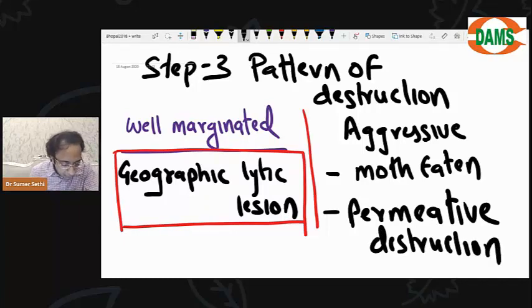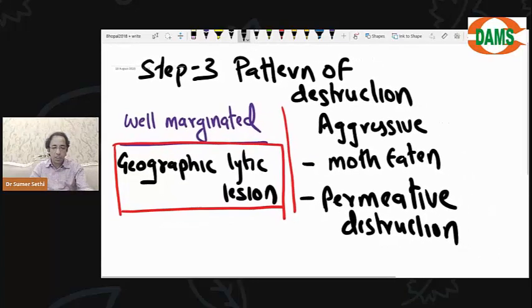ठीक है बेटा, आपने बताना है. Suppose they say geographic lytic lesion, automatically you should think of a benign disorder. If they say permeative destruction, you should think of malignancy. I will show you what is the difference when we look at the x-rays.